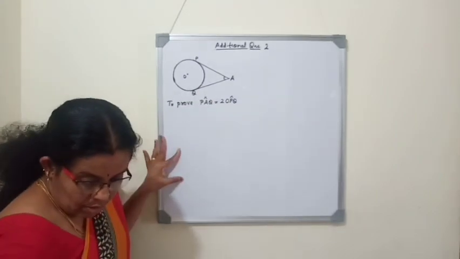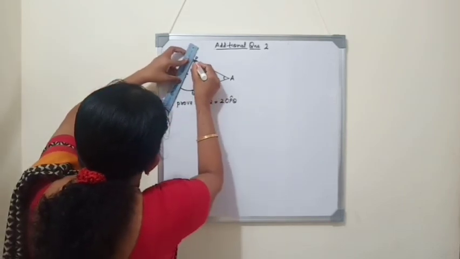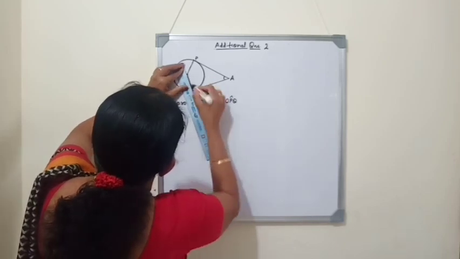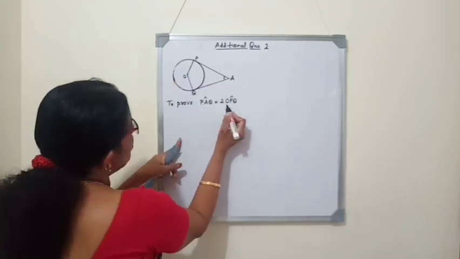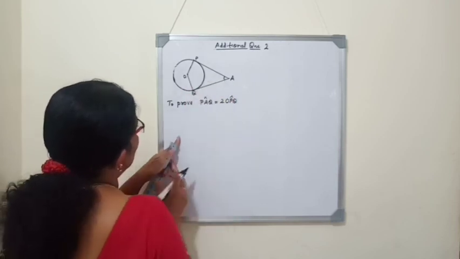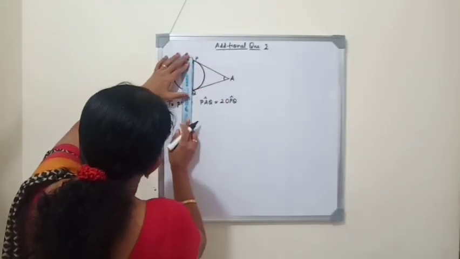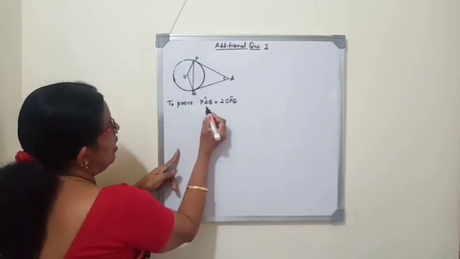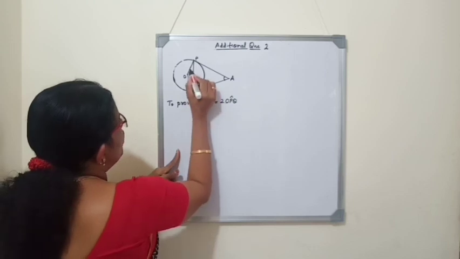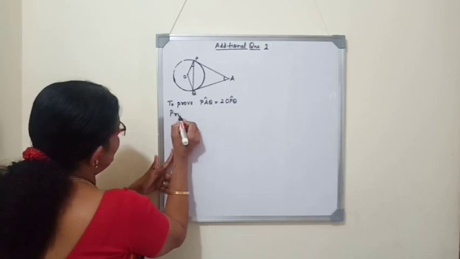So we have to draw the angle. So first we will draw the radii. One radii OP and another one OQ. So here angle OPQ. So we have to draw one more line here, that is a chord. So we have to prove that angle PAQ, this angle is twice angle OPQ. This is angle OPQ. So here proof.